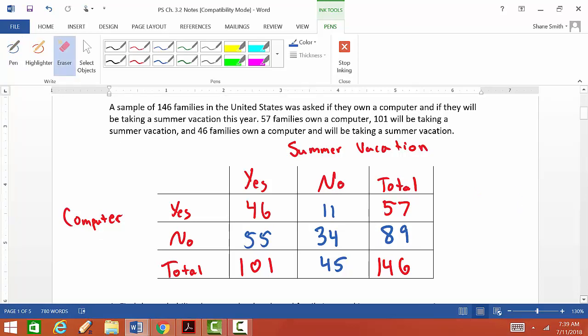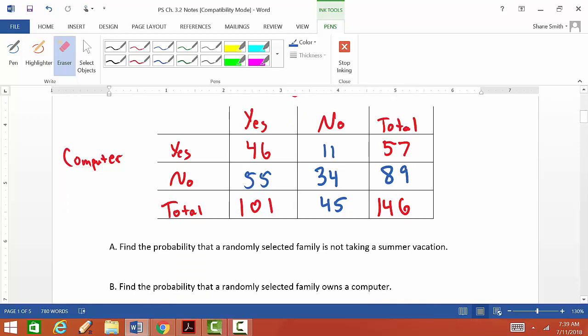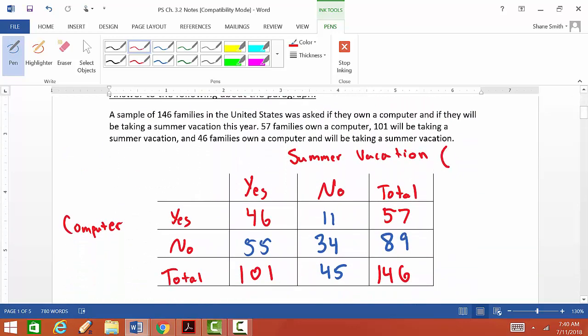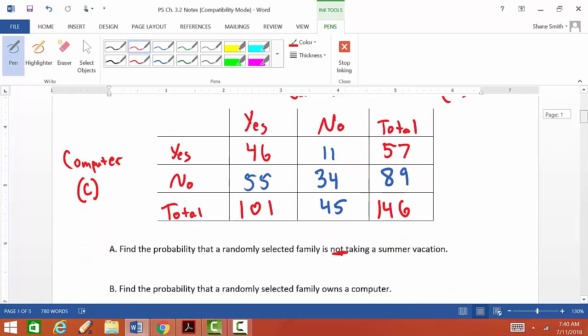And from this table, we can calculate some probabilities. For example, the first one is to find the probability that a randomly selected family is not taking a summer vacation. Let's use the symbol S for summer vacation, and let's use the letter C for computer, just so you know what I'm talking about.